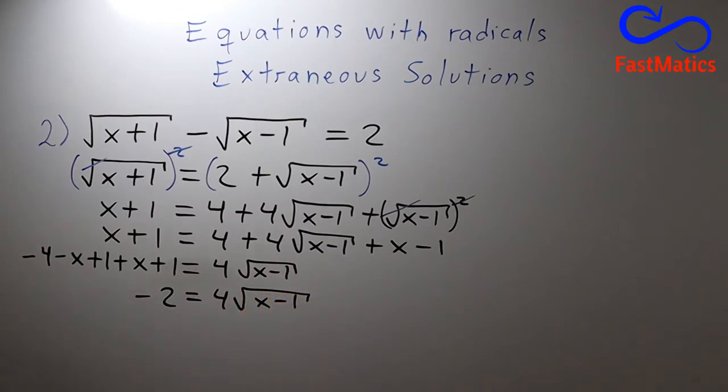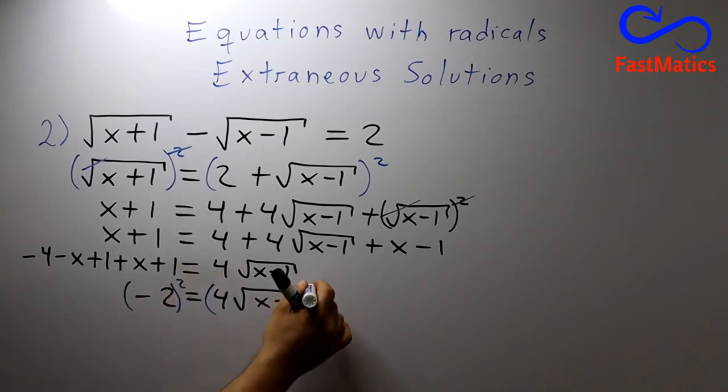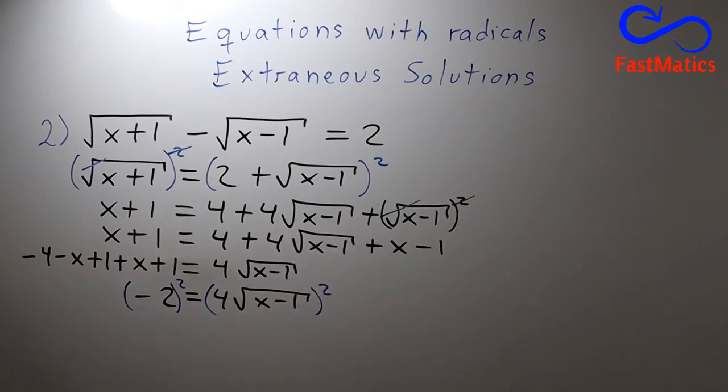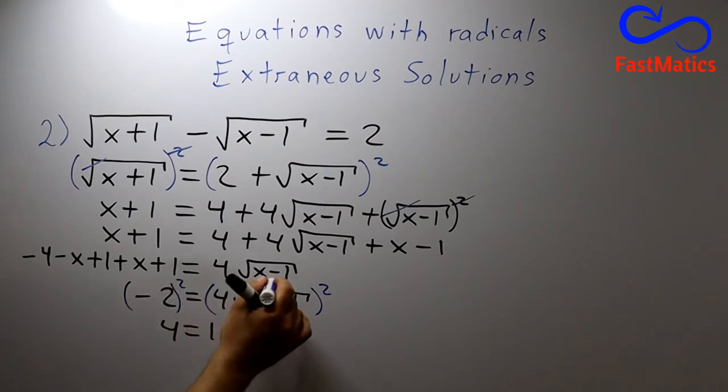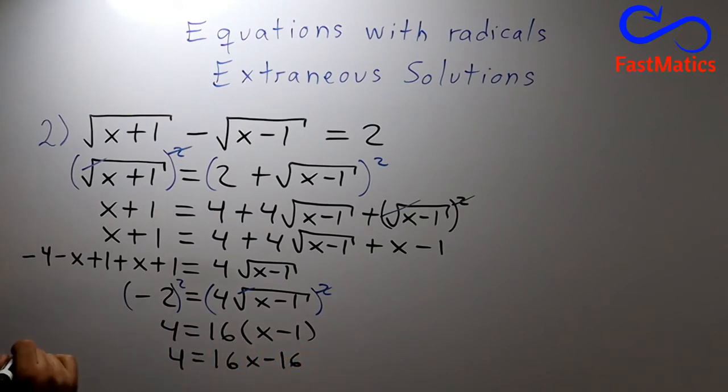And remember that after that, because we have one square root, we have to square both sides of the equation. So negative 2 squared is 4. And here 4 squared is 16 times the square root squared, which gives us the same expression but without the square root. Finally, a very simple equation. 4 is equal to 16 times x, 16x, 16 times negative 1, negative 16.